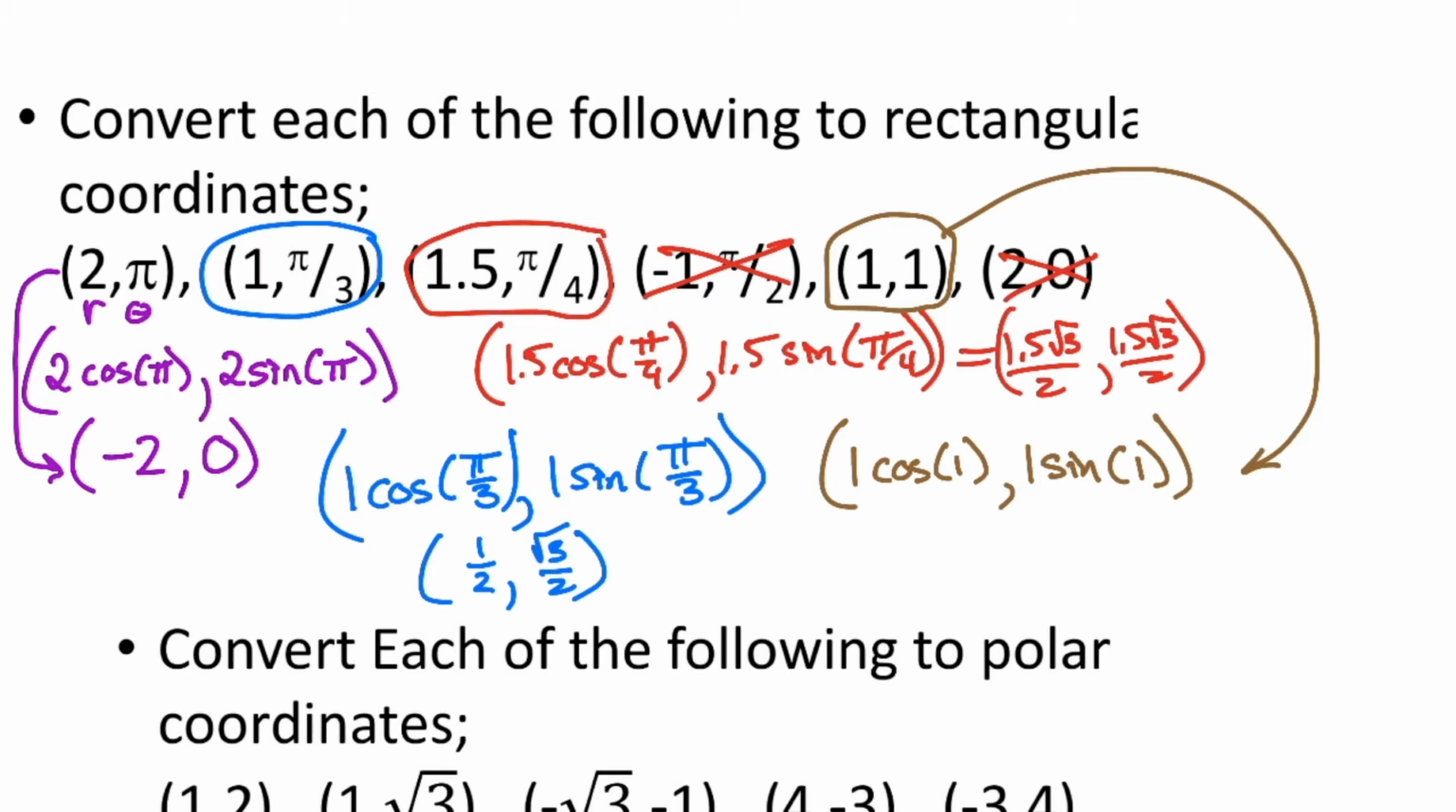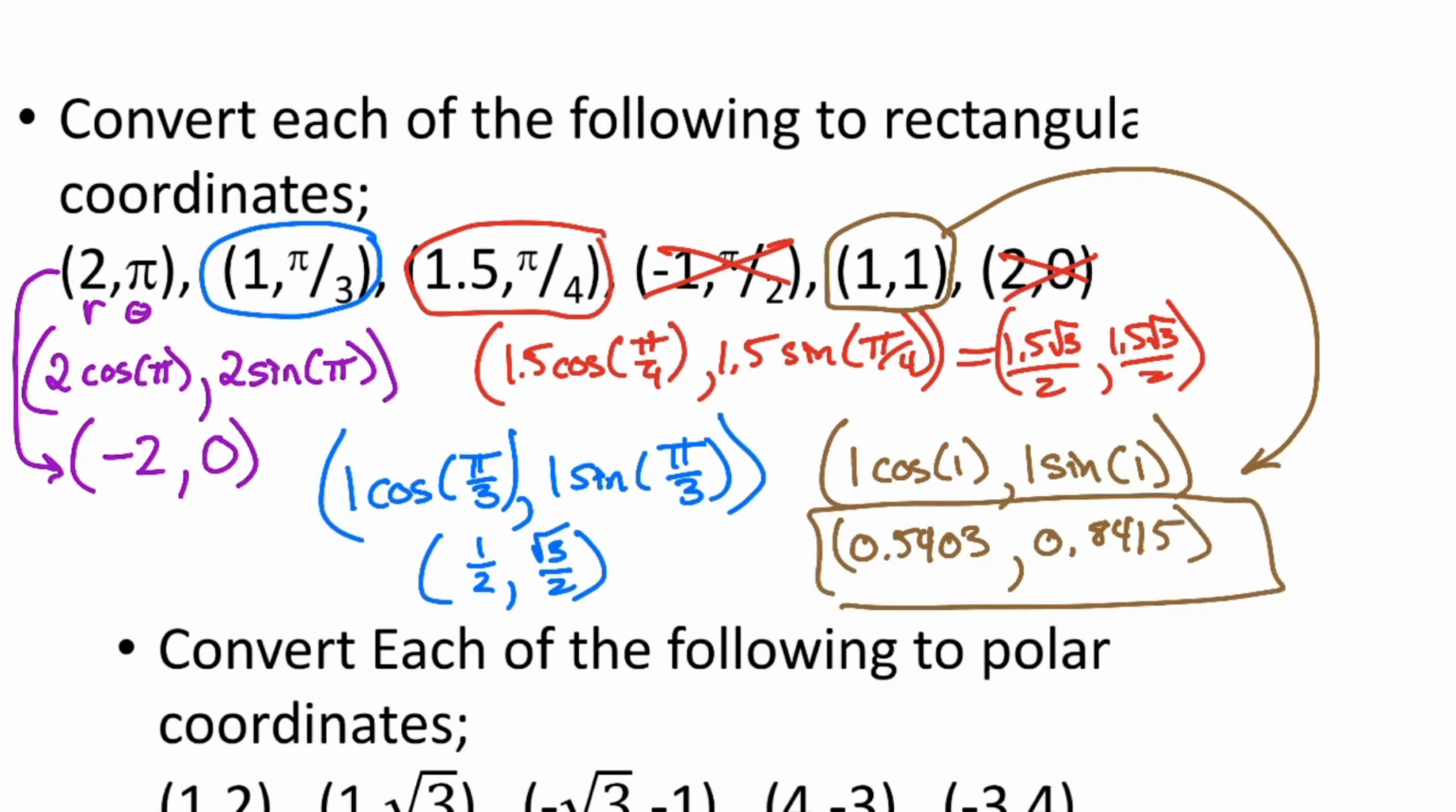Now, this is cosine of 1 radian. Make sure your calculator is in radians, and you get 0.5403 for the x-coordinate, and then the sine of 1 radian is 0.8415, and that would be that one.